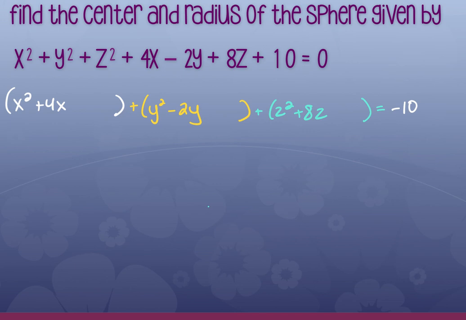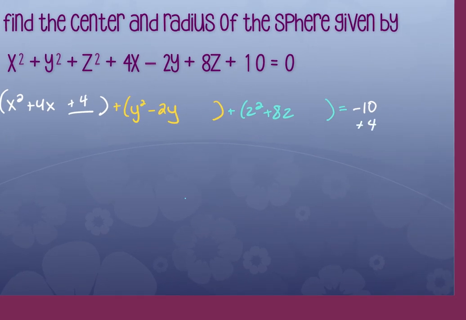I'm going to take the 4, divide it by 2. That's 2. Square it. It's 4. I add the 4 here. I have to add the 4 to the other side of the equal sign to balance the equation. Repeat that for the y's. 2 divided by 2 is 1. 1 squared is 1. Add the 1 here. Add the 1 here. Last time, take the 8, divide it by 2, that's 4. Square it, it's 16. Add the 16 here. Add the 16 here. Good so far.